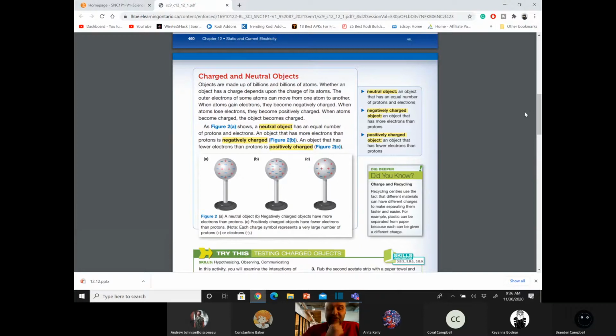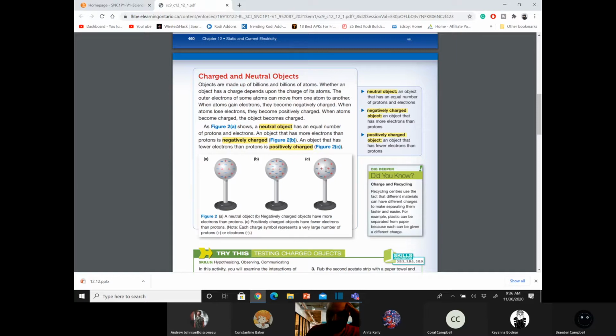Figure 2a shows a neutral object. So if you're looking here at 2a, it's saying it's neutral because there's the same number of red positives as blue negatives. So they'll sort of cancel each other out. There's no charge. So figure 2a shows a neutral charge that has an equal number of protons and electrons. An object that has more electrons than protons is negatively charged. An object that has fewer electrons is positively charged.